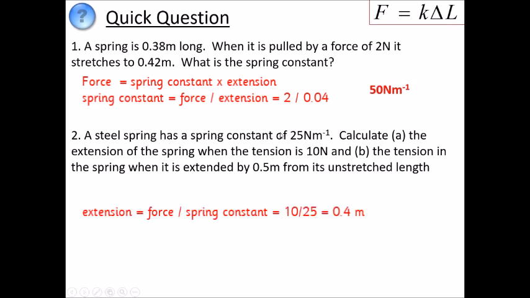If the spring constant is 25 newtons per meter, calculate the extension when the tension is 10 newtons.